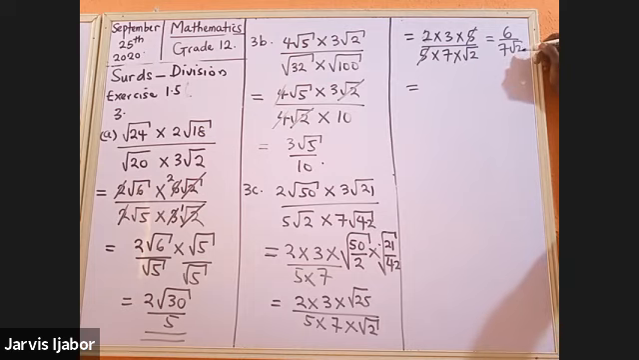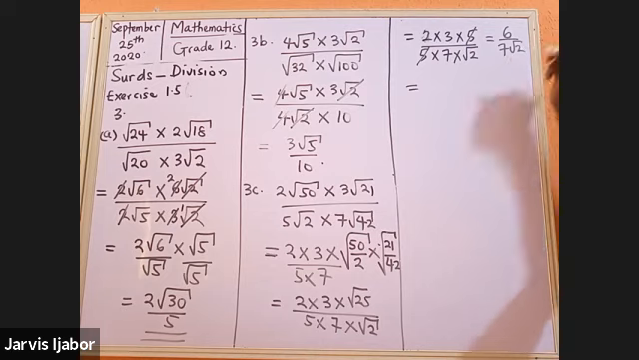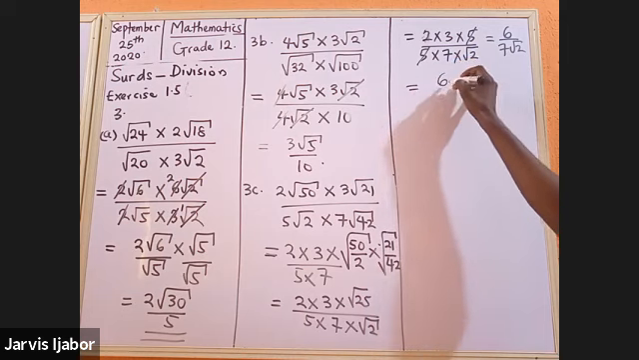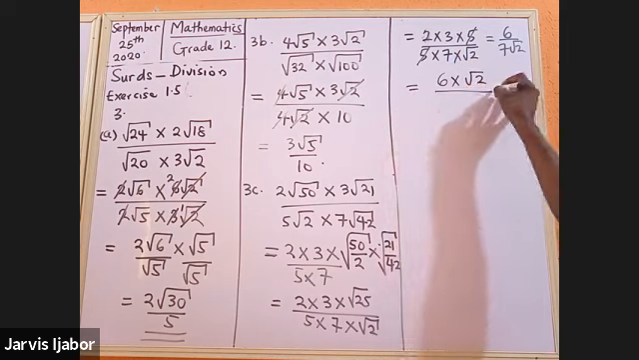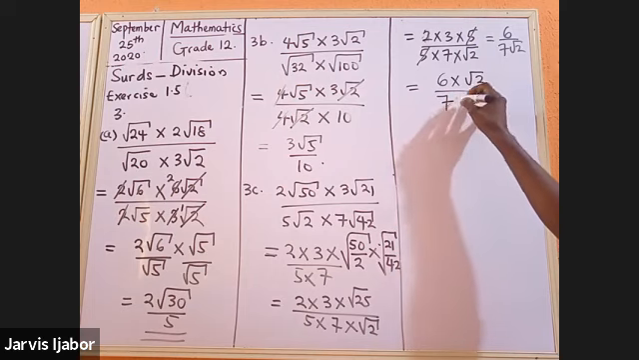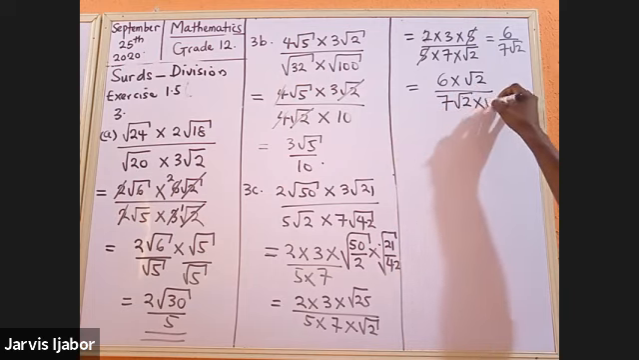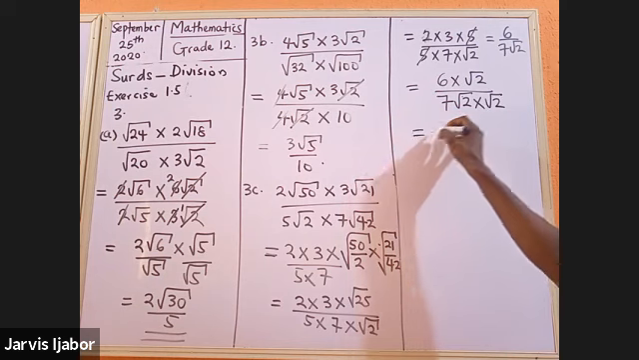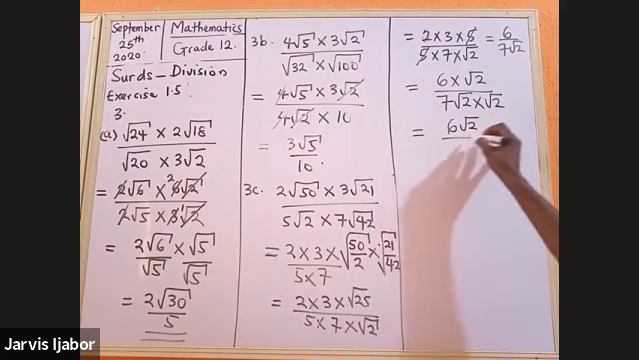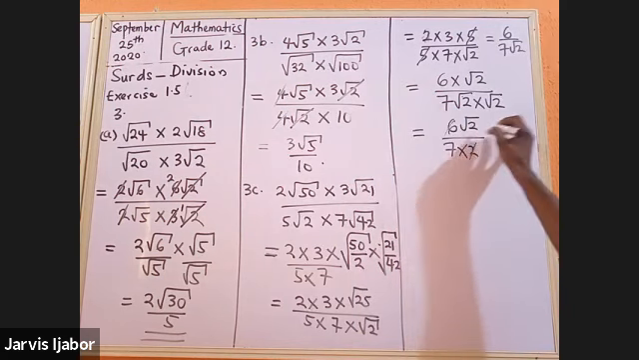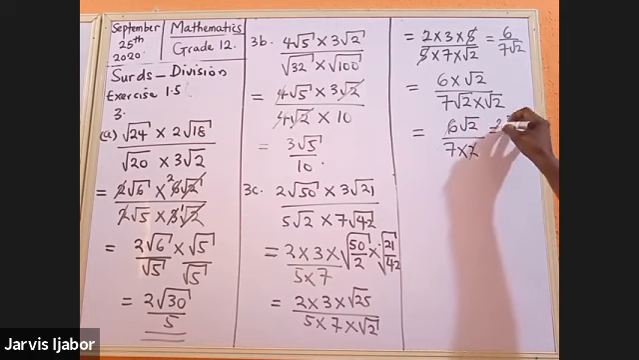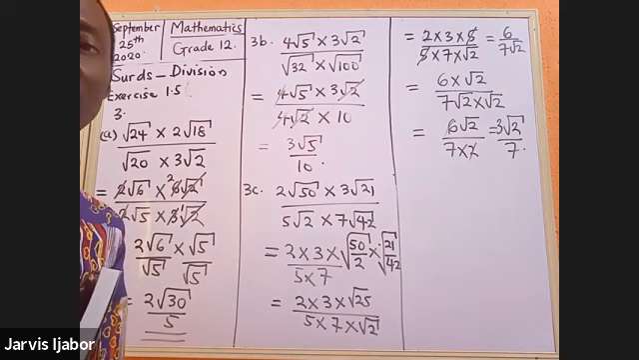And you really need to pay attention here. I don't know how you've been taught before now, but I'm taking a different approach. So this will now be 6 times root 2 over 7 root 2 times root 2, which will give me 6 root 2 over 7 times 2, which will finally give you 3 root 2 over 7. So that's the solution to question 3C.